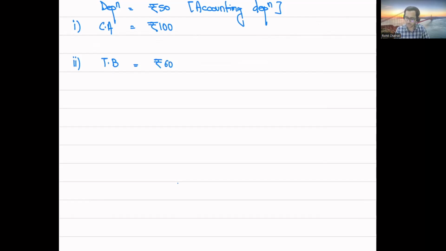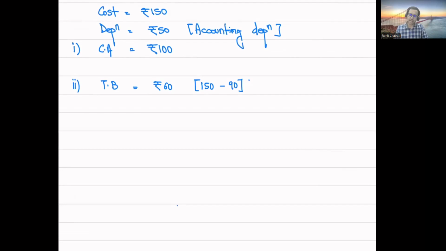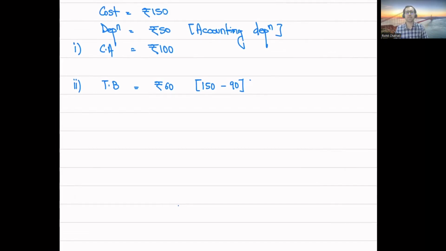It's basically 150 less 90. 150 is the cost, 90 is the cumulative depreciation that has already been charged as per tax laws. Therefore, on my tax balance sheet, I am going to have the value of this plant and machinery as 60 rupees. The interpretation of tax base is the amount that will be allowed as a deduction in future. 60 rupees is the amount that will be allowed as a deduction in future. So in future, I am going to have 100 rupees of taxable income, and I will be allowed a deduction of 60 against that income.